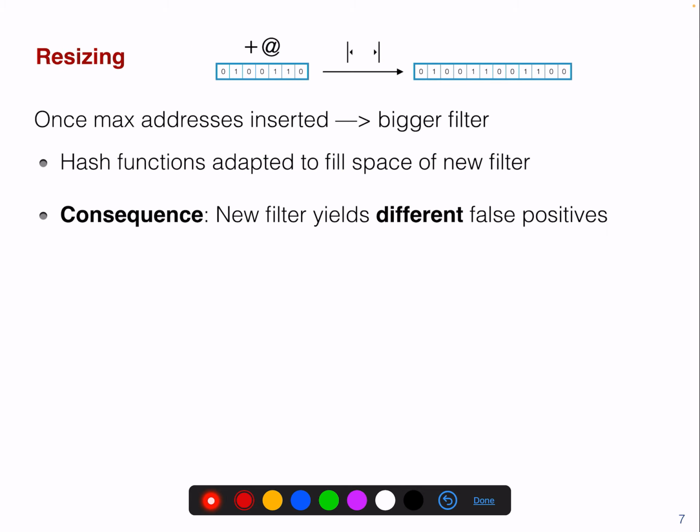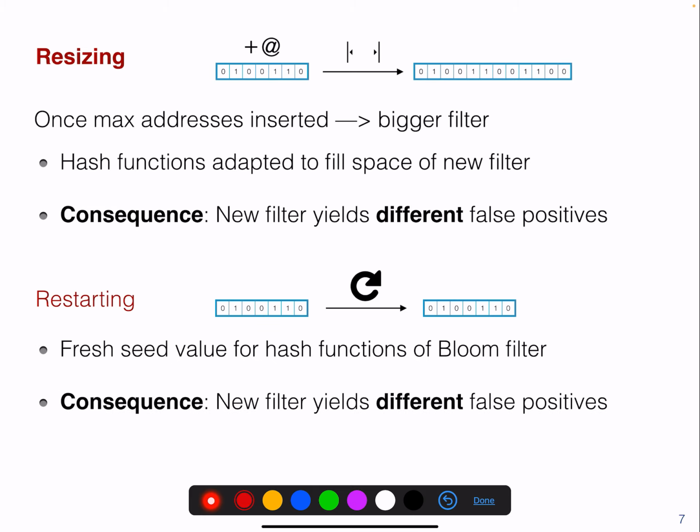Now, regarding this resizing, right? Once you achieve a maximum number of addresses, you want to get a bigger filter, and the hash functions are adapted to fill the space of the new filter. Which means that these filters yield different false positives. And as I mentioned, this allows you to do intersection attacks. One thing is that these filters also use a seed value for the Bloom filter. And if the seed value changes, then again you have a filter that yields new or different false positives. So this is something to be avoided.